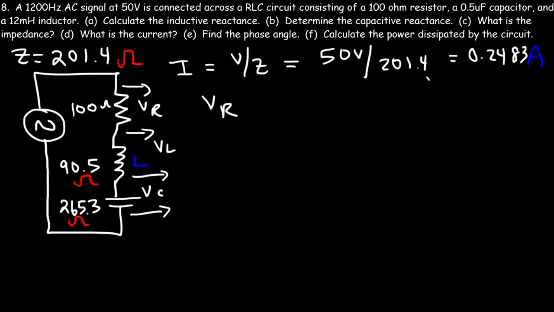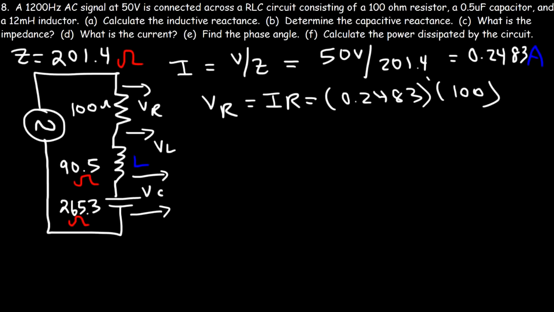The voltage across the resistor is simply I times R. The current is 0.2483, and the resistance is 100 ohms. So that's going to be 24.83 volts. So that's the voltage across the resistor.